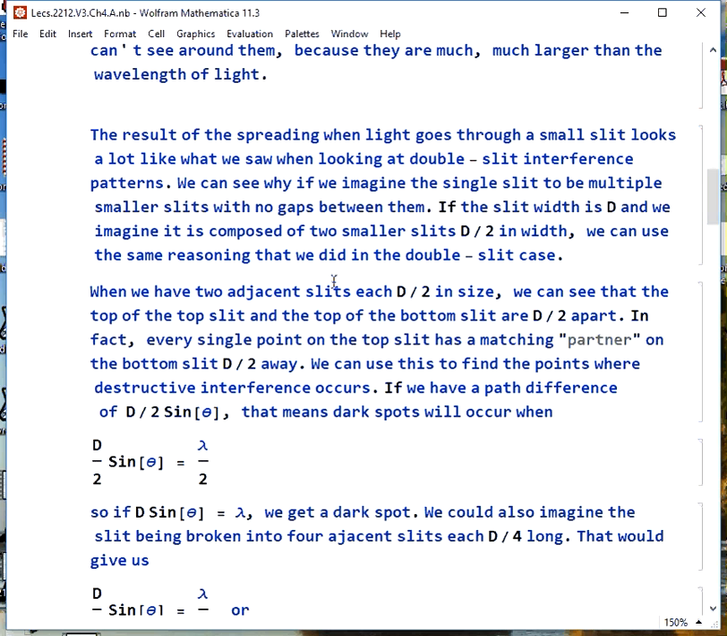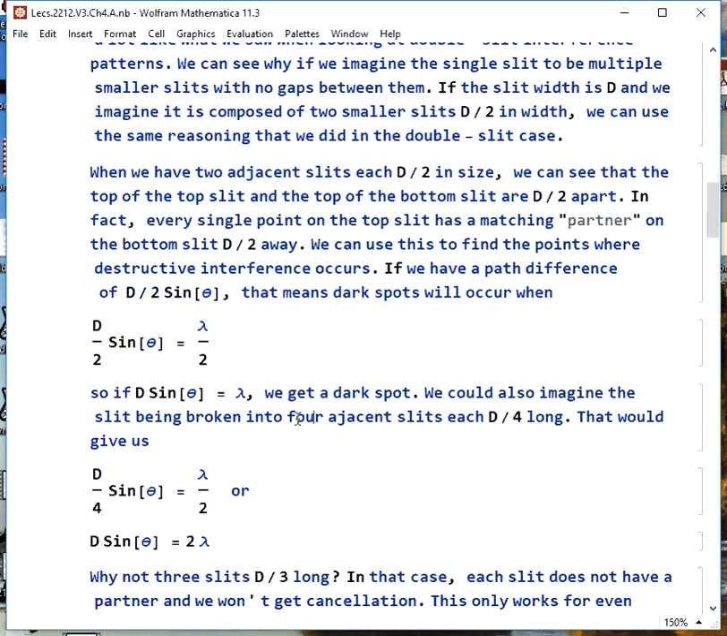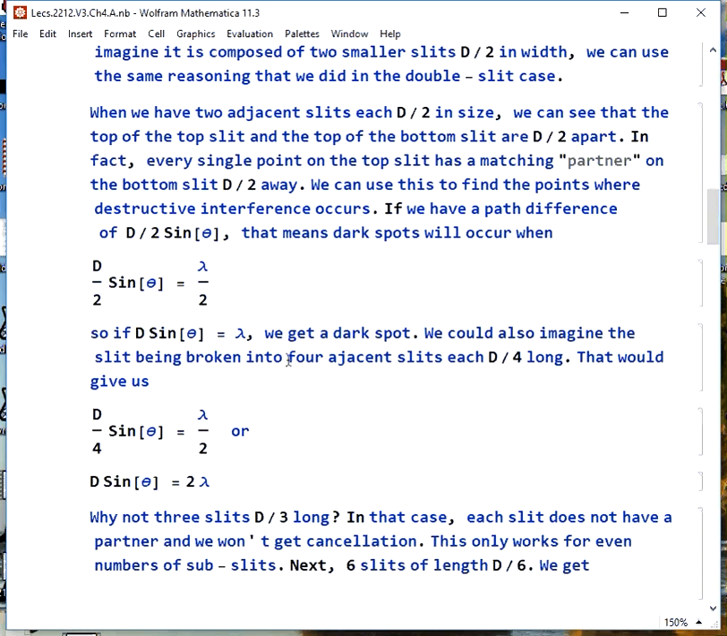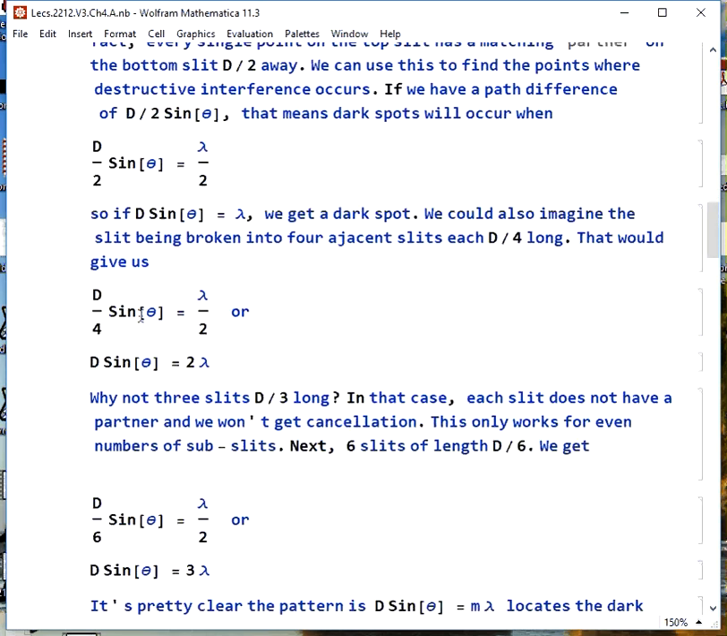We can use this to find points where destructive interference occurs because we know if our path difference between these two made-up slits is d over 2 sine theta, we'll get dark spots whenever that equals half a wavelength. We can manipulate this algebraically and say, okay, if d sine theta equals lambda, we get a dark spot. From there, we can imagine breaking this into 4 adjacent slits, each d over 4 long. Then we'd have d over 4 sine theta equals lambda over 2, and we'd get cancellation there. And again, each point in a slit has a partner in an adjacent slit to cancel it out this way. This gives us d sine theta equals 2 lambda.